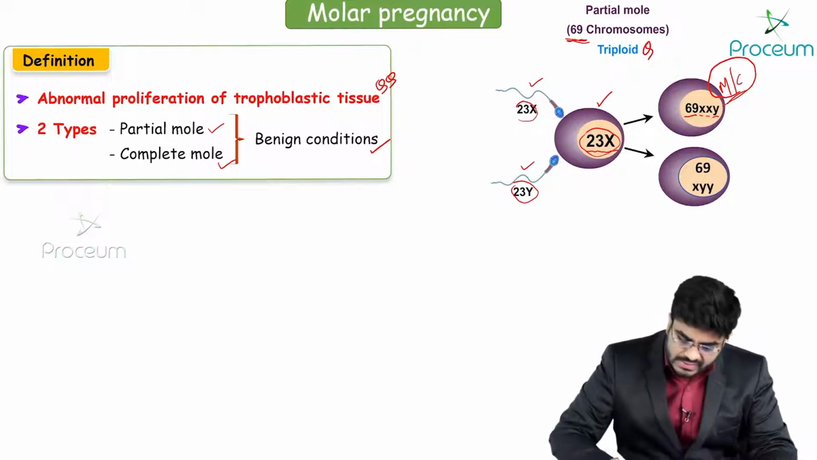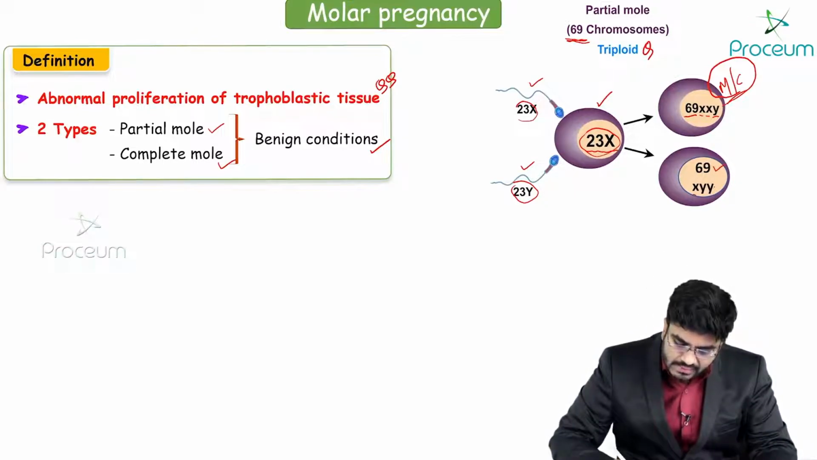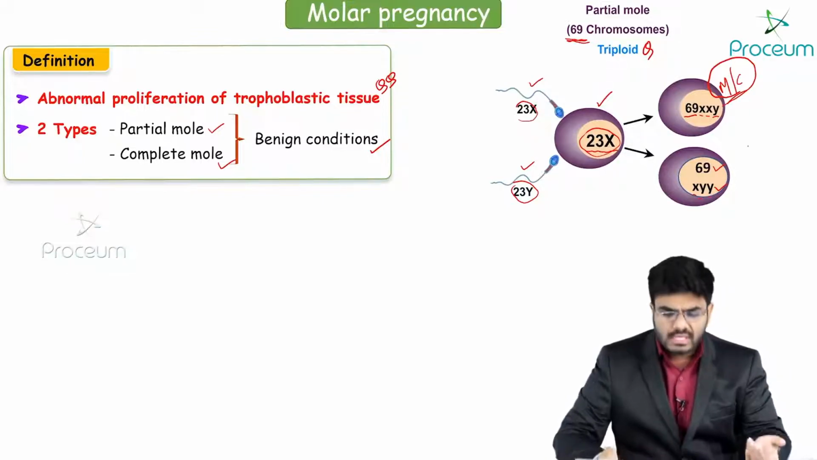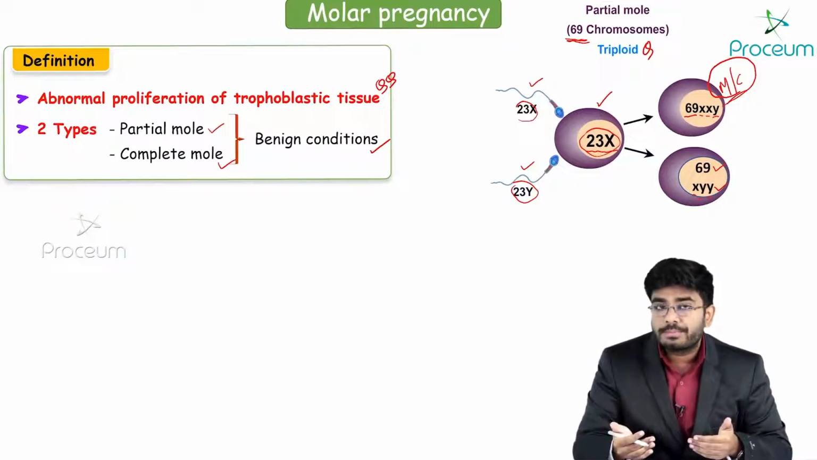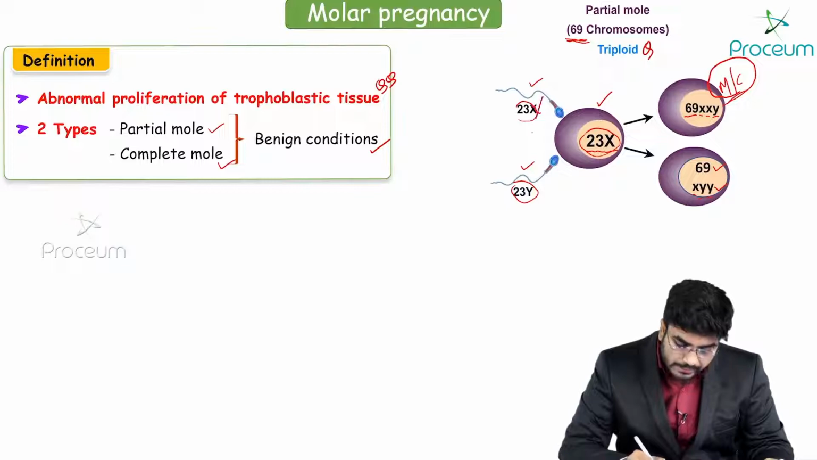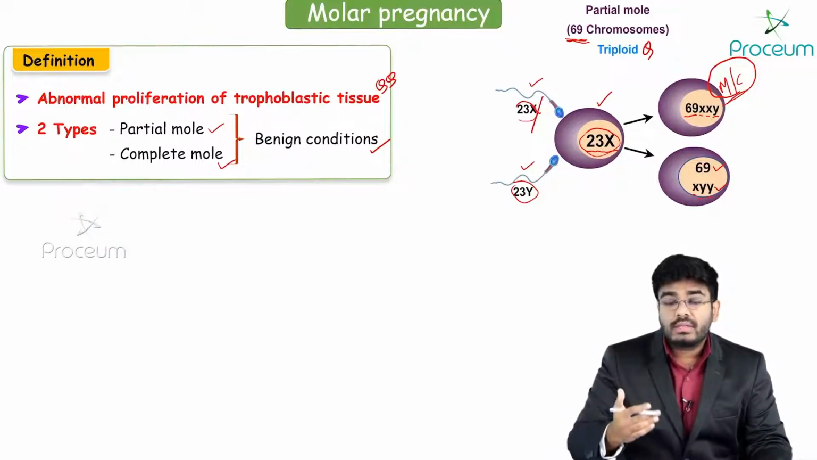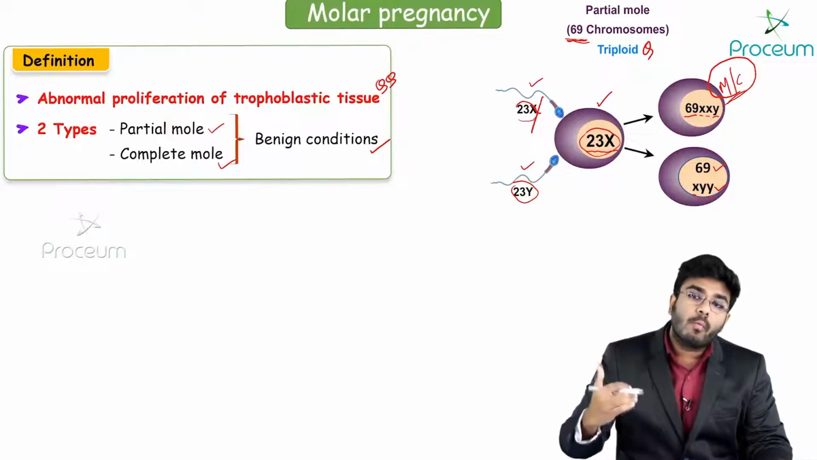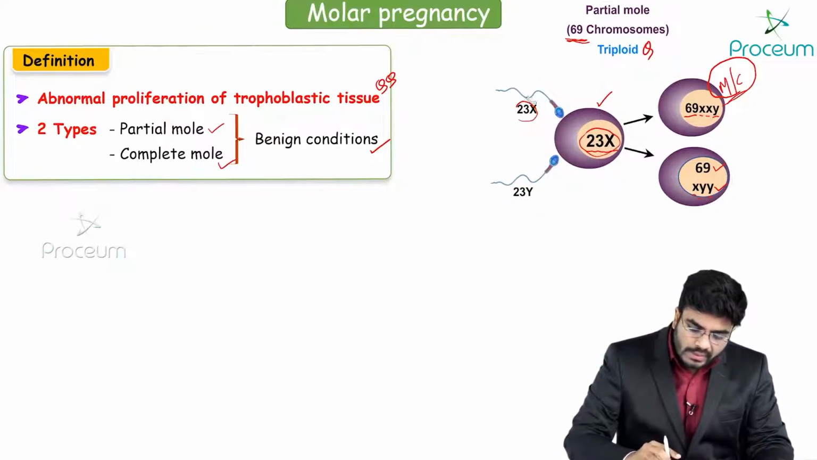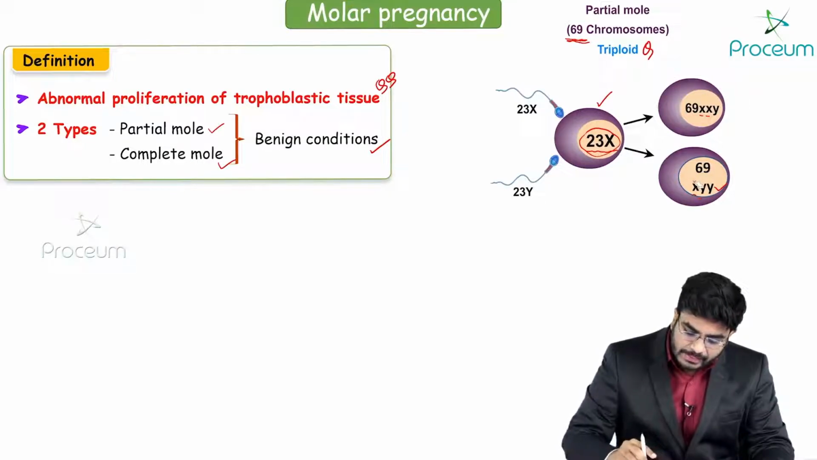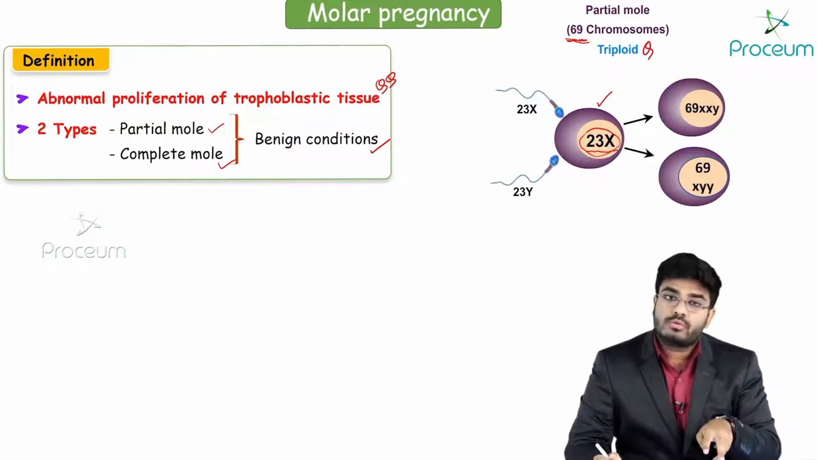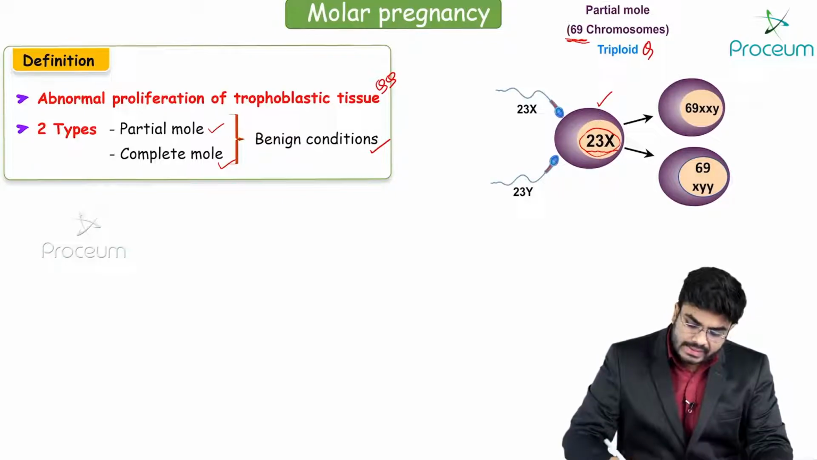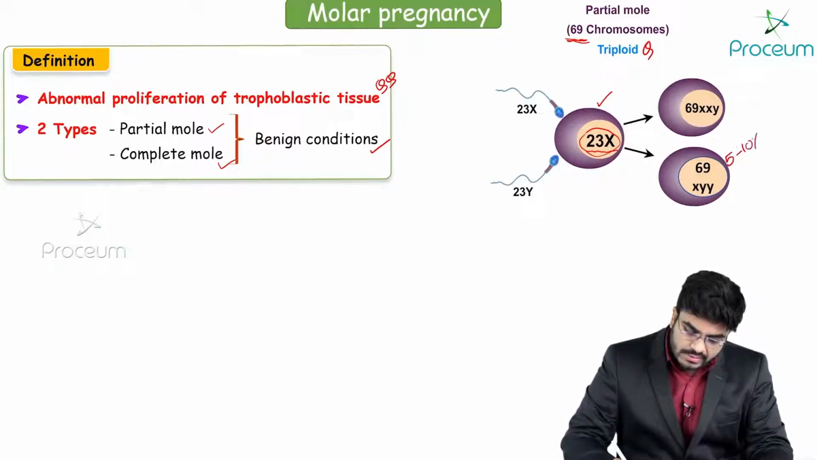In 5 to 10% of the cases, you will have 69 XYY. Why are there two Y's here? Because of both the sperms. Imagine something like this: if both the sperms are carrying Y chromosomes, then the condition will be 69 XYY. So most commonly it will be 69 XXY, but in 5 to 10% of the cases, if both the sperms are carrying the Y chromosome, then it will be 69 XYY.